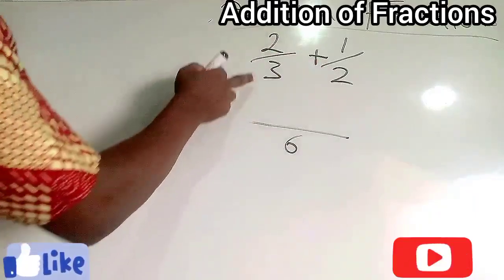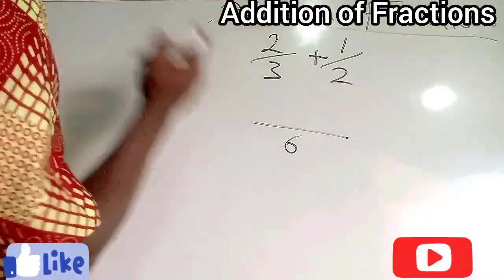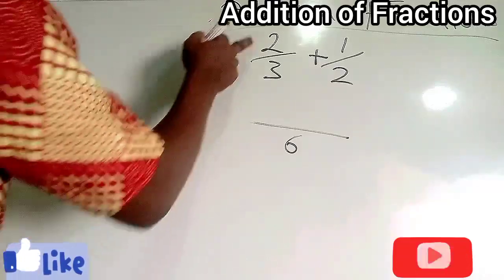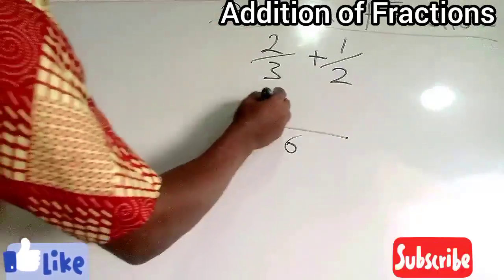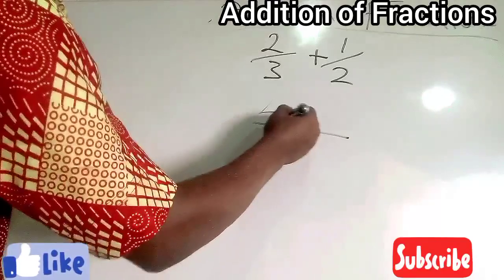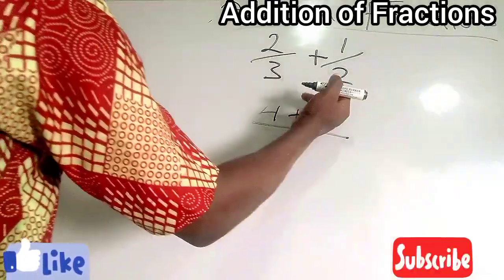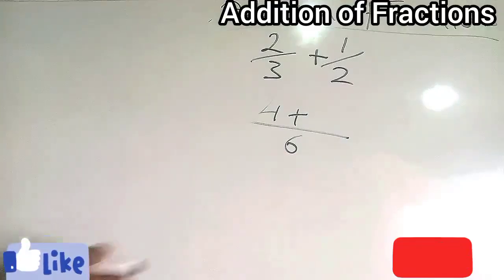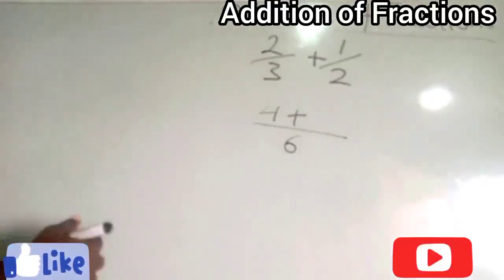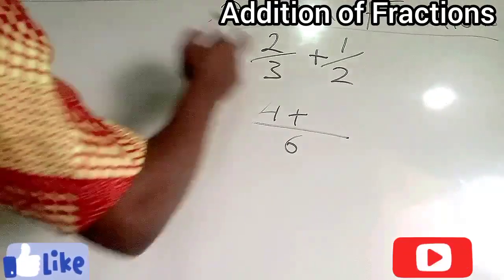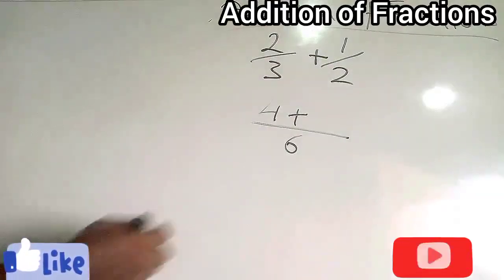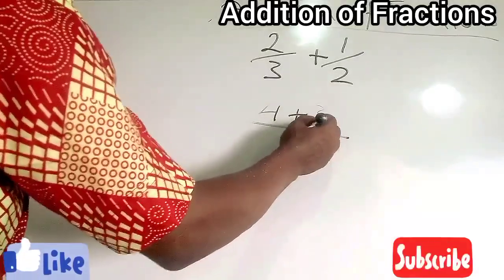You can pick this one directly. So 3 can go into 6 2 times. So use that 2 to multiply the top one. You have 4. Then bring your addition sign. How many times can 2 go into 6? 2 can go into 6 3 times. So use that 3 times the numerator 1. You have 3, so you have the 3 here.